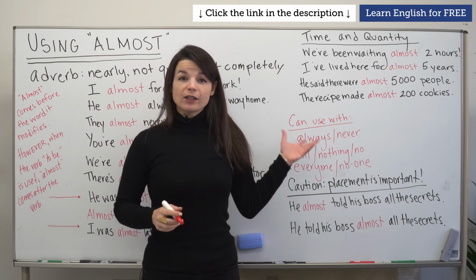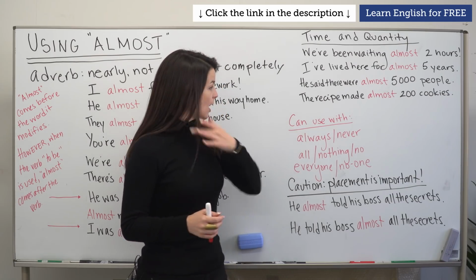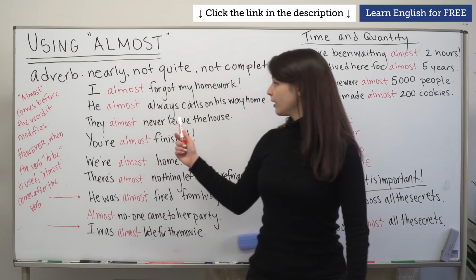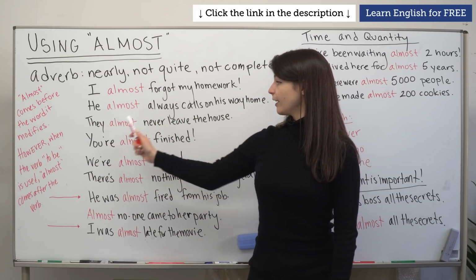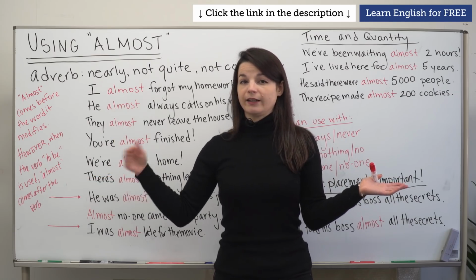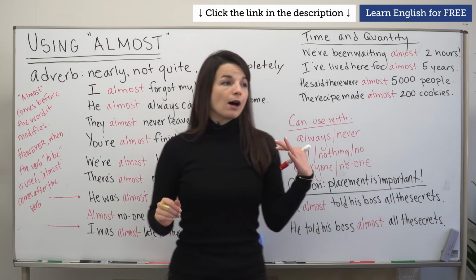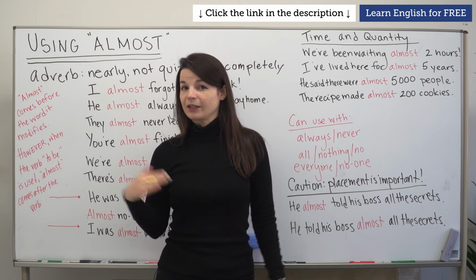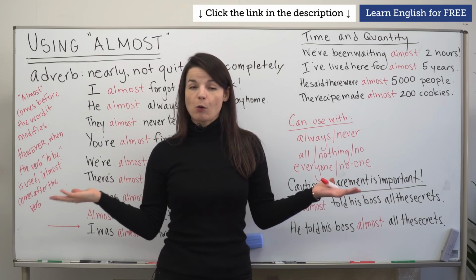Okay, so as we've seen so far in this lesson, we can use almost with words like always and never. I used it over here. For example, he almost always and they almost never. So just keep in mind that these have very, very different meanings, kind of opposite meanings. So almost always means very nearly always, and almost never means very nearly never, but not quite.